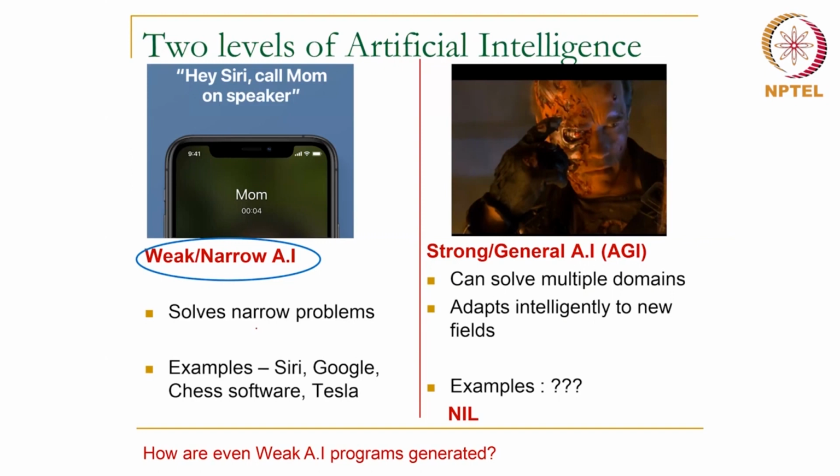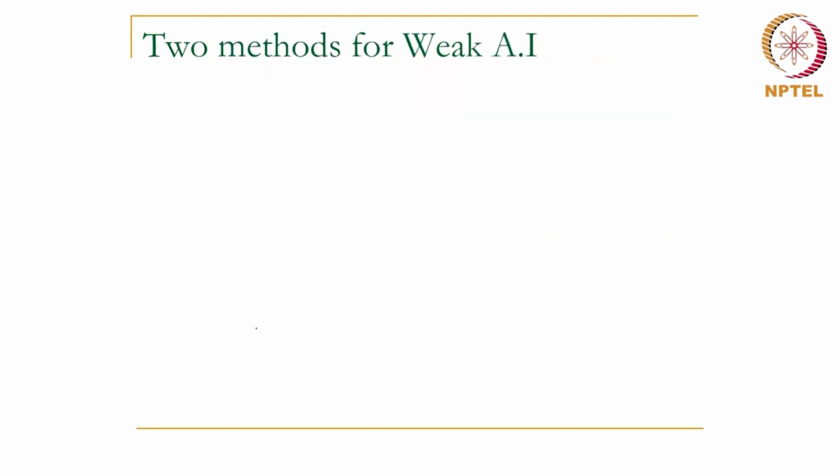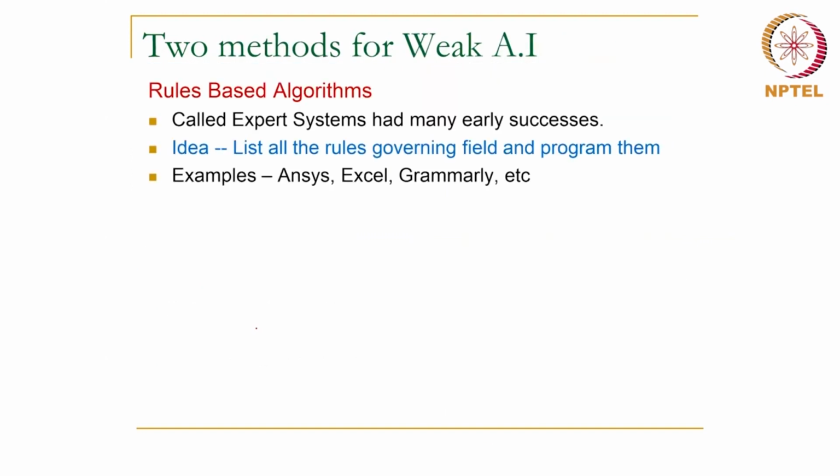But then how are weak AI programs generated? There are two basic historic approaches. One is rules-based algorithms. All of us are familiar with this.